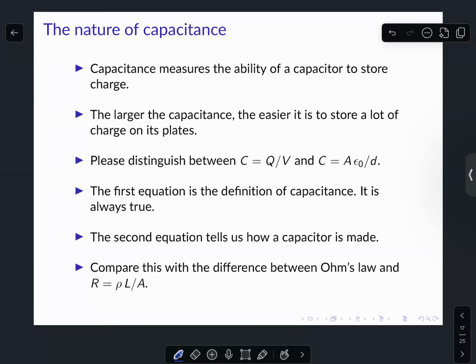Please note, capacitance is not capacity. Capacitance is not the amount of charge the capacitor can get. Capacitance, farads, is not the same thing as coulombs, charge. Capacitance tells us how easy it is to pack the air tank, to pack the capacitor with charges. The bigger the capacitance of the capacitor you have, the easier it is to store a lot of charge on its plates.